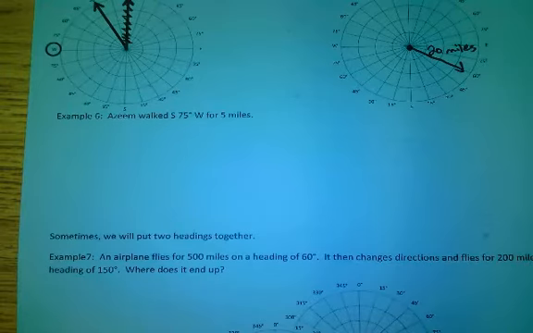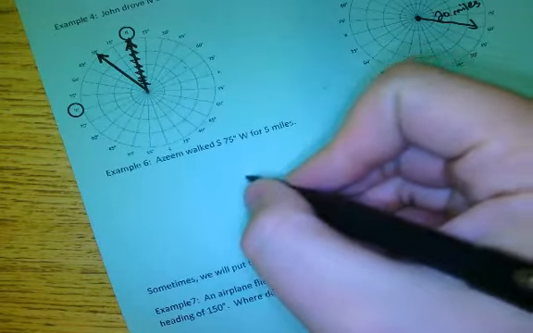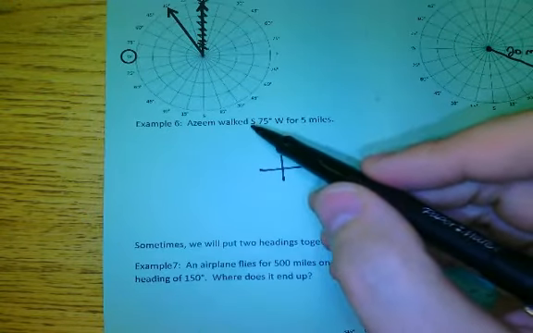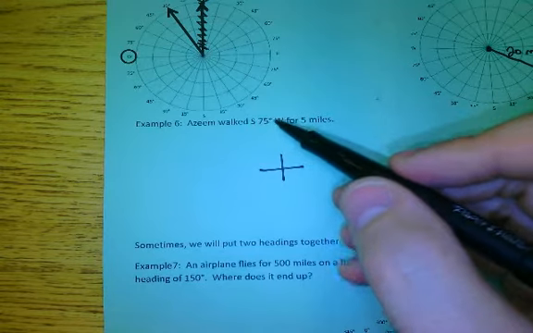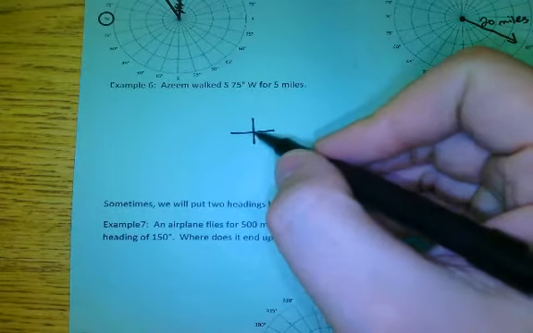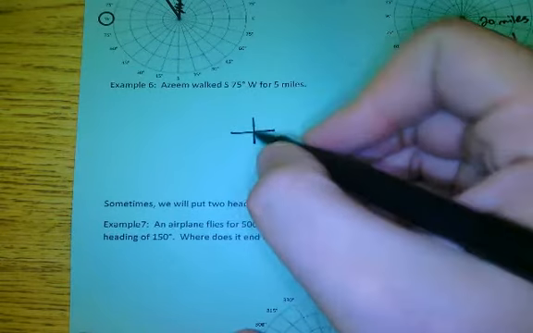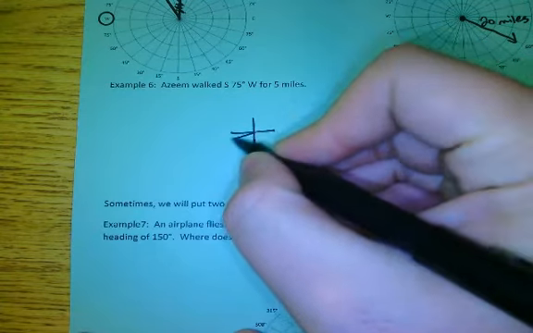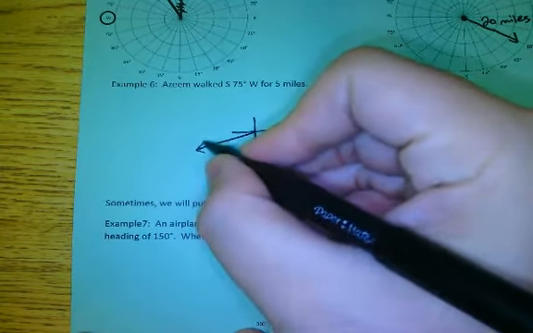So now I'm going to do the exact same problem, but without the circle. I'm going to do it all on the axes now. Okay? So Azim walked south, 75 degrees west for 5 miles. What quadrant am I in? Am I more horizontal or more vertical? More horizontal, because I have to go 75 degrees from here. So it's going to look something like that.